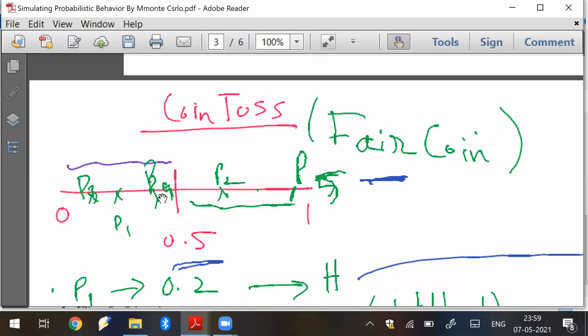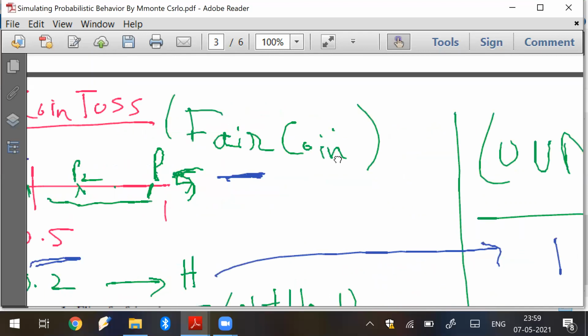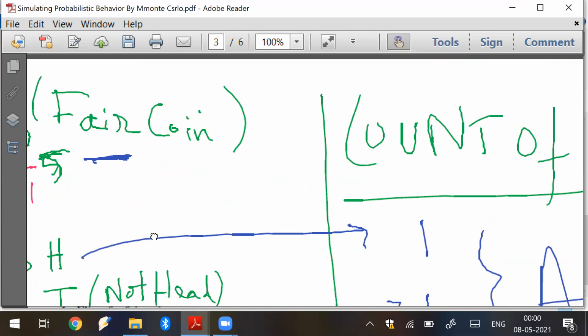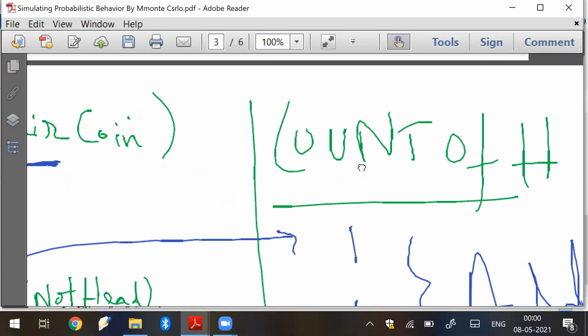Now, as we know from the idea of statistical regularity, if we go on increasing the number of tries, then this probability of getting a head for a fair coin will approach 0.5, that means half. Similar is the case for the tail. That means other than the random number generation, we have to do another thing. We have to count how many times you are getting the head. So I am just using the variable count of head.